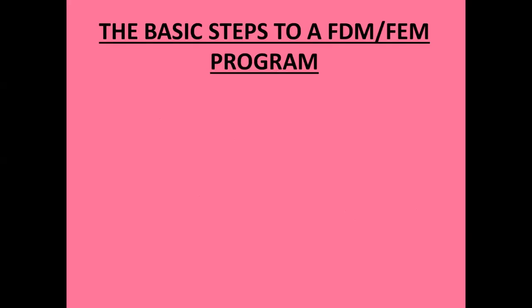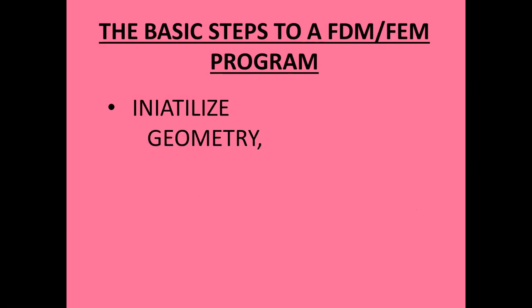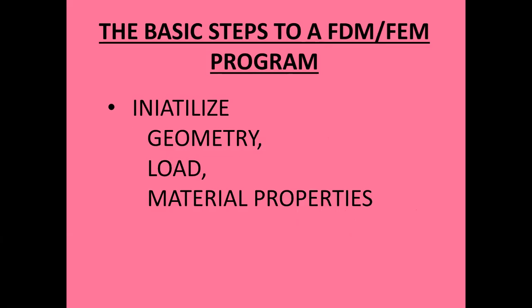Now the basic steps of any FDM program are: we first of all initialize the problem, which is going to contain the initialization of the geometry, that is the length and cross-section area. Then the load is going to be given, and material properties such as elasticity, Poisson ratio, all those material properties which are going to be required to find this solution are going to be specified at this stage.